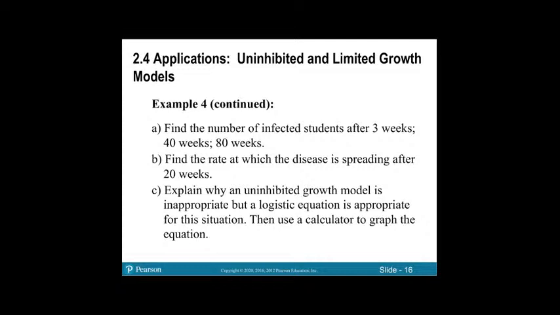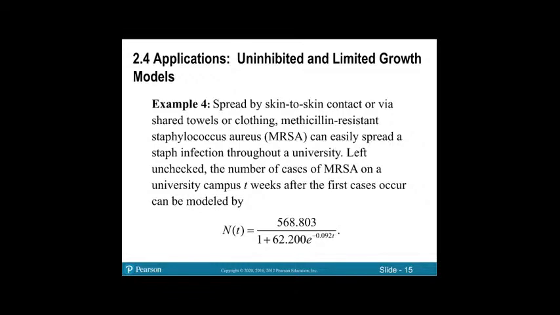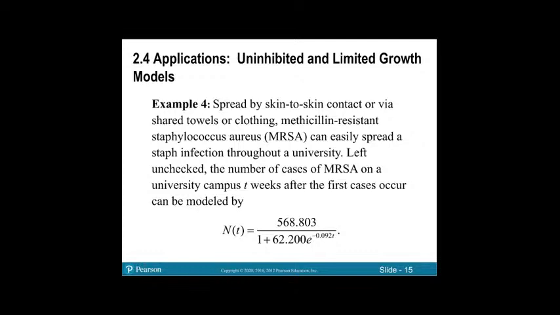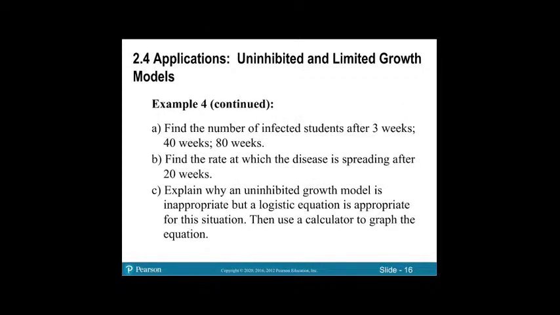So for the first one, we would just plug in those values in the calculator. T is in weeks, so this is already in units of weeks. So we would just plug those different values in. Find the rate at which the disease is spreading. So it looks like we take the derivative, right? We could either do the quotient rule or rewrite it as a negative exponent and use the chain rule. I'm just going to piggyback on what they have for the sake of time.